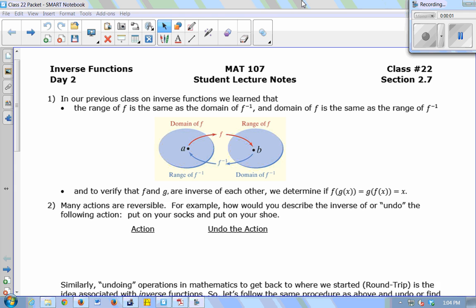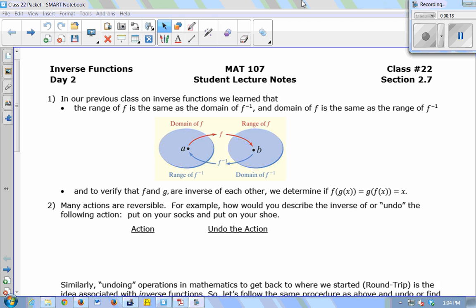Continue our discussion of inverse functions. In our previous class on inverse functions, we learned that the range of f is the domain of f inverse, and the domain of f is the range of f inverse. Right, so here's a little picture that describes it.